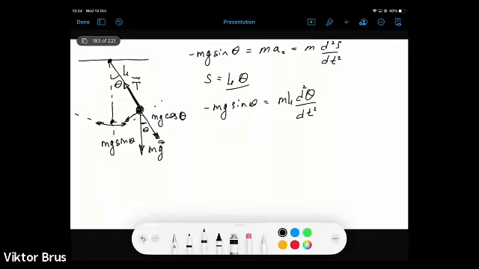So now we can cancel this mass, and we can rewrite it in the following form. So it will be d squared theta divided by dt squared plus g divided by L times sine theta. That is equal to 0.